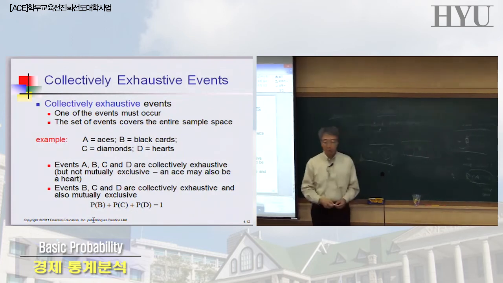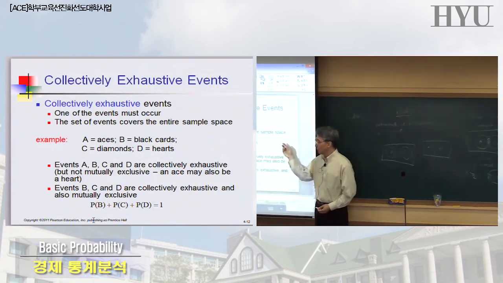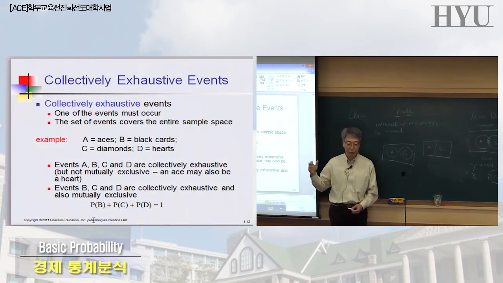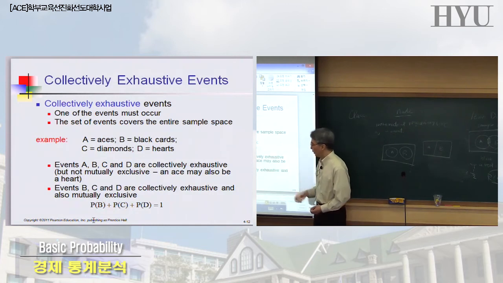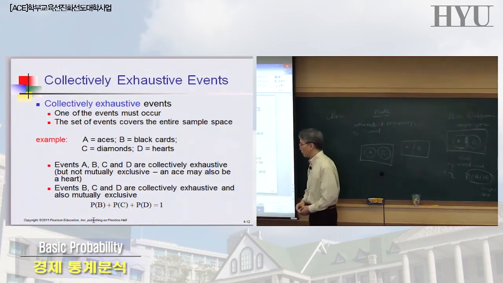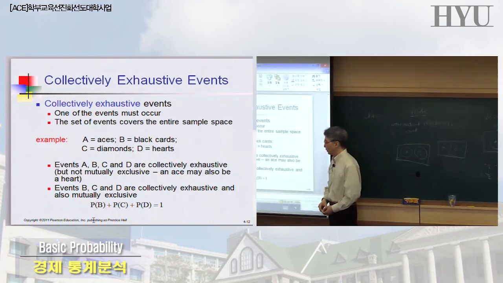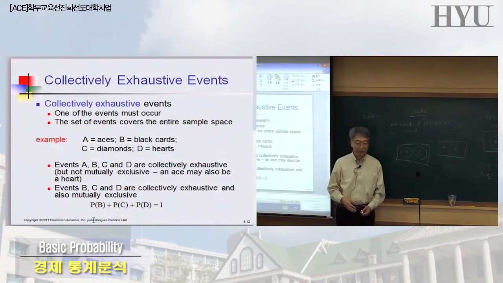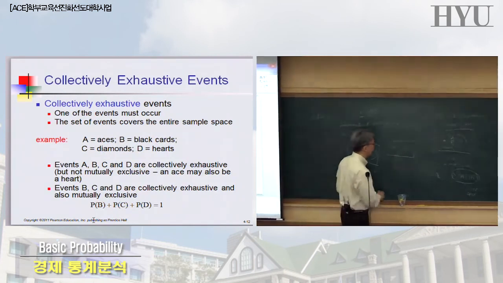Okay, but not all mutually exclusive events are collectively exhaustive, or vice versa. Not all collectively exhaustive events are mutually exclusive. Think about this example. Suppose we have 4 events. A is the case where you have aces. B is black card, C is diamond, D is heart. Can someone come out here and illustrate this in a Venn diagram? Extra credit.